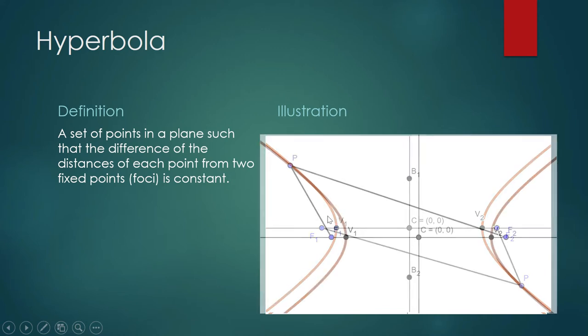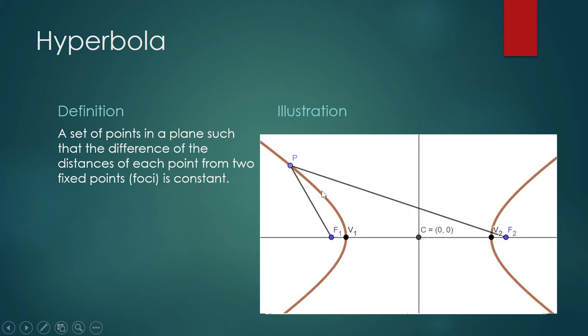Now let us pick another point. Let's say a point that lies in the other branch of your hyperbola. So this one has a distance from F2, which is one focus. It also has a distance from F1. The difference between these two distances, or the absolute difference, is also D. So that is the essence of this definition.